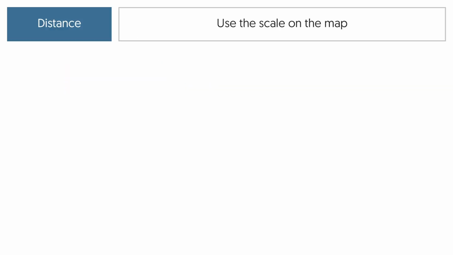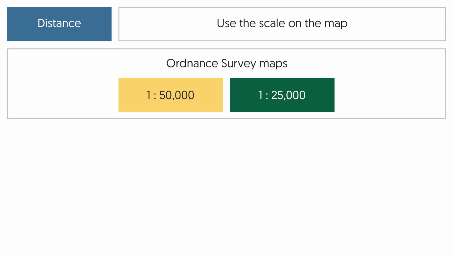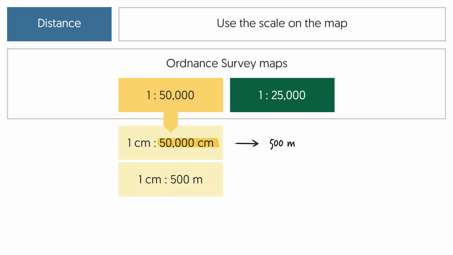In order to work out distances, you need to use the scale shown on the map. Ordnance Survey maps are usually 1 to 50,000 or 1 to 25,000. But what does this actually mean? 1 to 50,000 means that 1 centimetre on the map represents 50,000 centimetres in real life. 50,000 centimetres is a bit unwieldy, but if we change it into metres, it's 500 metres. So, 1 centimetre on the map is 500 metres in real life, and 2 centimetres is 1 kilometre.